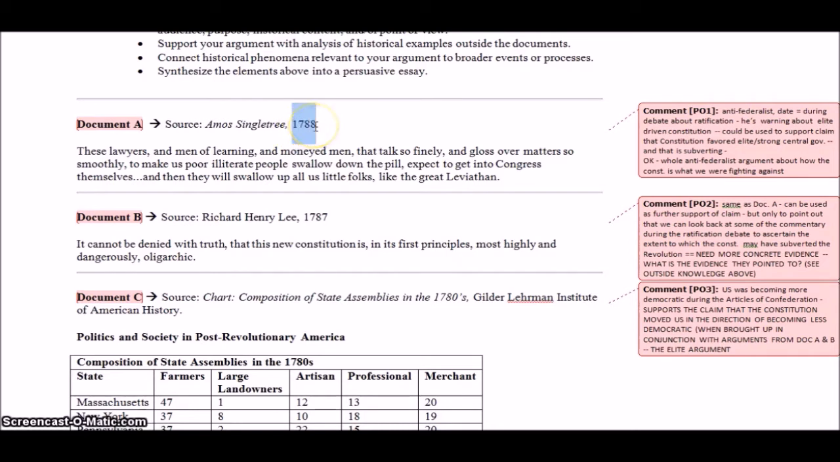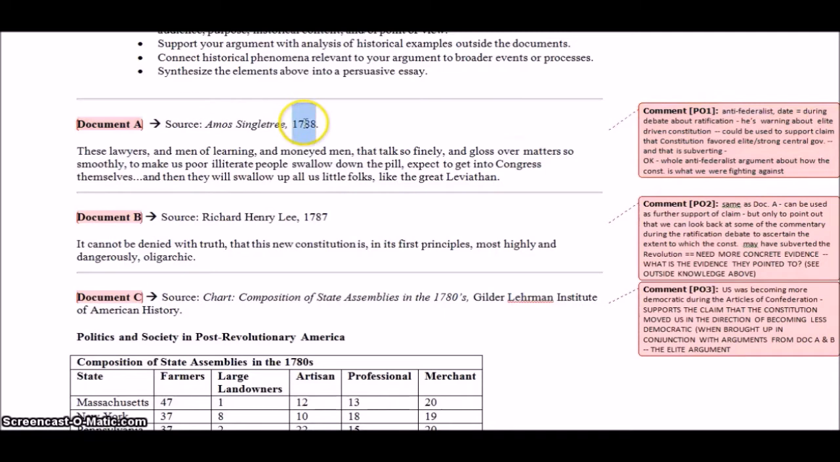The date, 1788. That should tell you right away, this is during the ratification of the Constitution debates. So I'll give you a second to read over the document, and you can pause the video to read it. I'm not going to read it just because I only have 15 minutes to get this all done. So after reading the document, and again, this would be point of view, by the way, he was an anti-federalist.